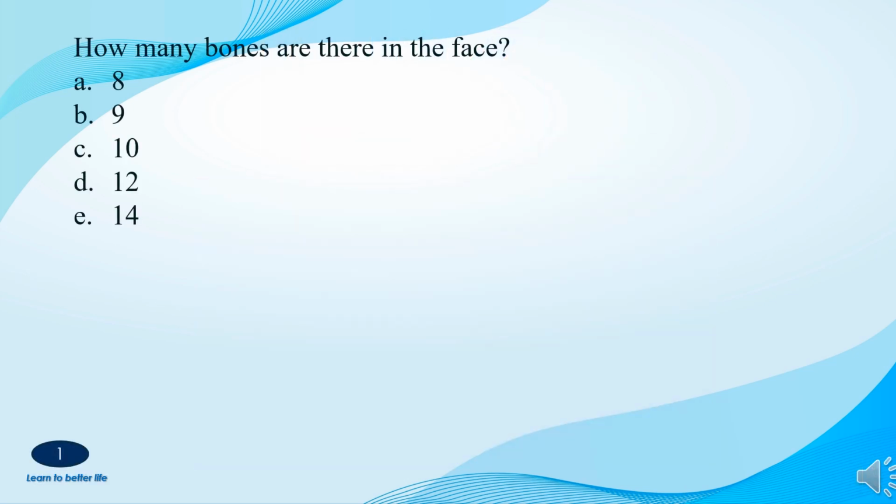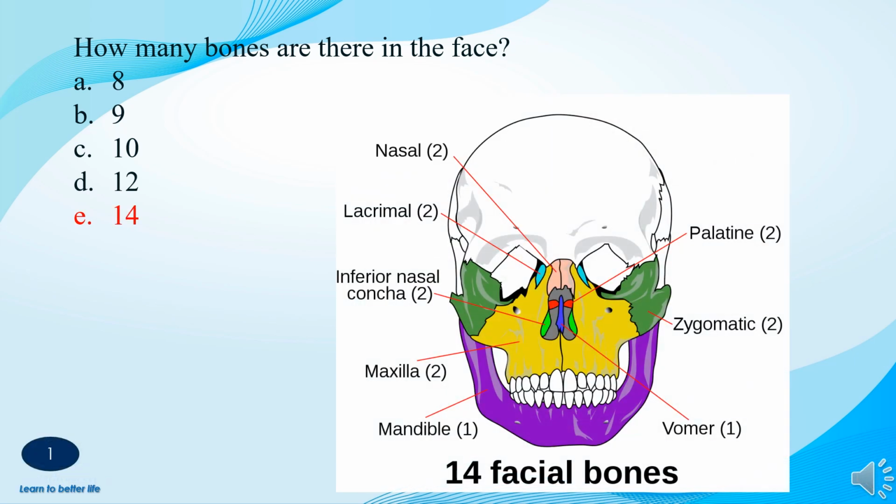Question 1. How many bones are there in the face? 8, 9, 10, 12, or 14? The answer is 14. They are 2 nasal, 2 lacrimal, 2 inferior nasal concha, 2 maxilla, 2 palatine, 1 mandible, 2 zygomatic, and 1 vomer.